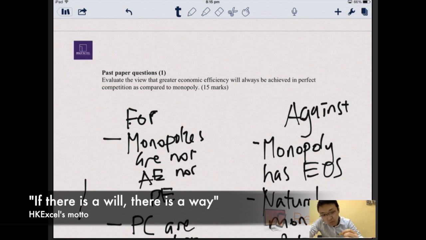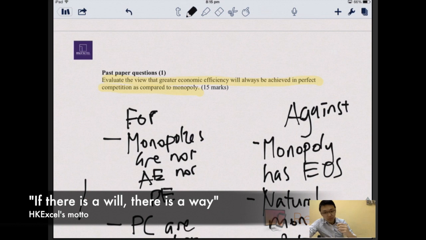Today I prepared one of the most common questions that will show up: evaluate the view that greater economic efficiency will always be achieved in perfect competition compared to monopoly. This type of question is very common. In 30% of all paper 1s in IB's history, there has been a similar question, comparing two different market structures.